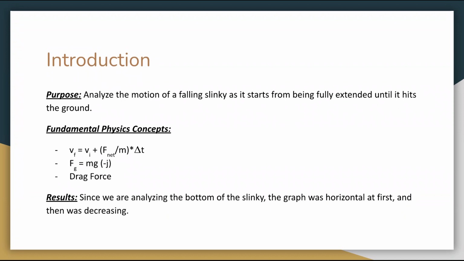And the fundamental physics concepts we used are V final equals V initial plus F net over M times delta T, so our velocity update formula, the gravitational force formula, which is mg in the negative j direction, and our drag force, because those are all the forces acting on our system. So the results were that since we were analyzing the bottom of the Slinky, the graph was horizontal at first because the bottom of the Slinky wasn't moving, and then it started decreasing.